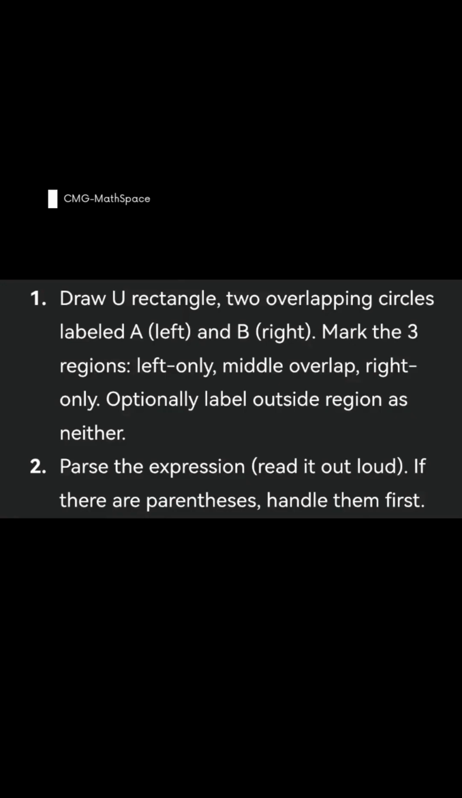The 2 overlapping circles labeled A on the left and B on the right. Then mark 3 regions: the left only, the middle overlap, the right only. Optionally, you can label the outside region as neither. You understand? So you parse the expression. Read it out loud. If there are parentheses, handle them first, right?